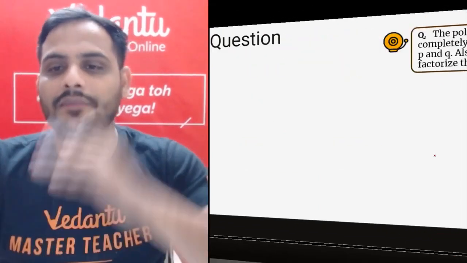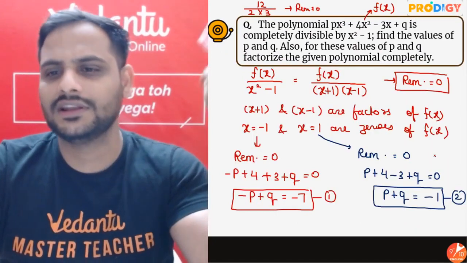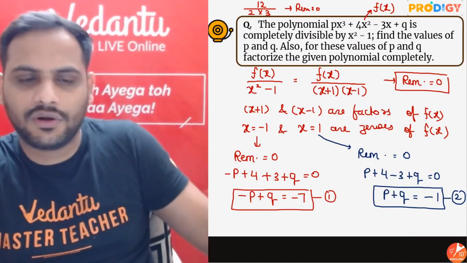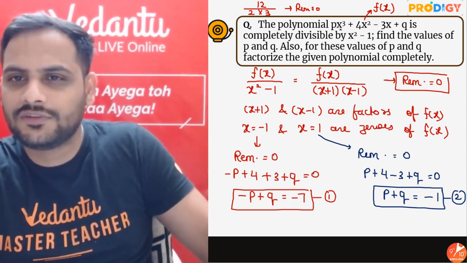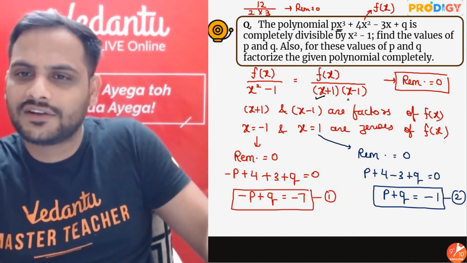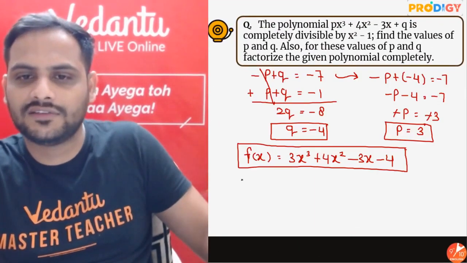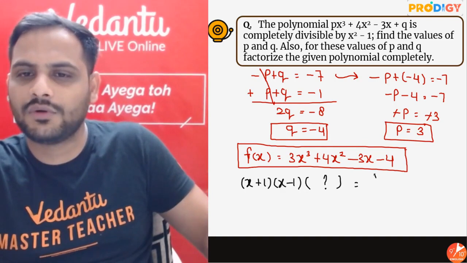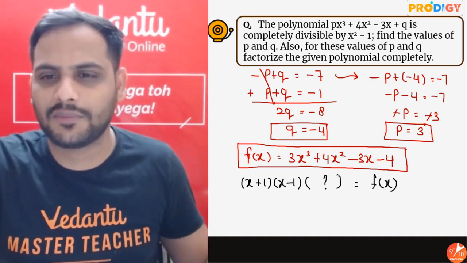Now look, this polynomial is divisible by x square minus 1. Let's do that division and find out the third factor. Two factors we already know. It is a cubic polynomial, so it will have three factors. Two factors are x plus 1 and x minus 1. The third factor we don't know. x plus 1 into x minus 1 into the third factor is equal to f of x. So divide this f of x by x plus 1 into x minus 1, which is x square minus 1.